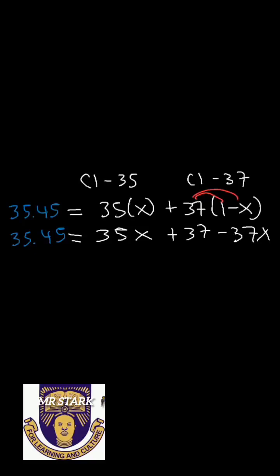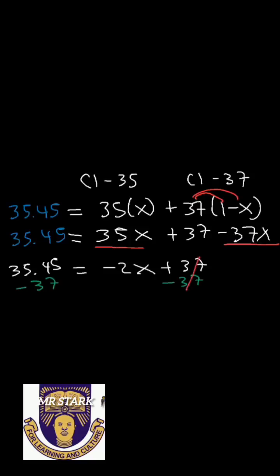So at this point, let's combine like terms. 35x minus 37x is negative 2x. So what should we do next at this point? We need to get x by itself, so we've got to move the 37 to the other side. So let's subtract both sides by 37.